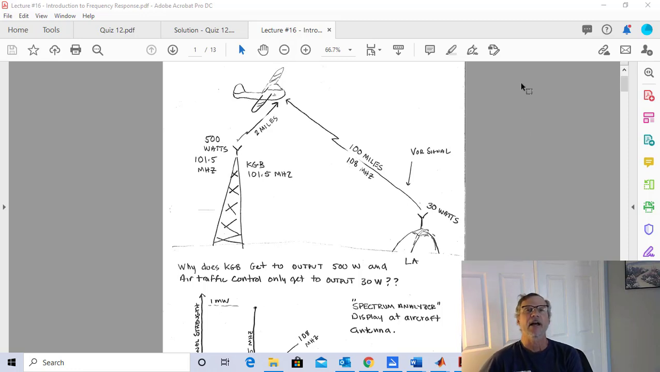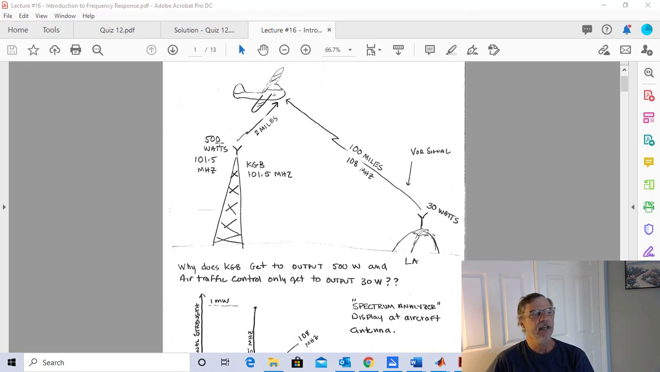Now, I have to digress a little bit, because why does KGB get to spit out 500 watts, where this little navigation signal that people's lives depend on is only 30 watts? Why would the FCC allow that? And there's a good reason for that. It's because you always have line of sight communication between the airplane and the control tower. If you don't have line of sight communication, that airplane's kind of in trouble.